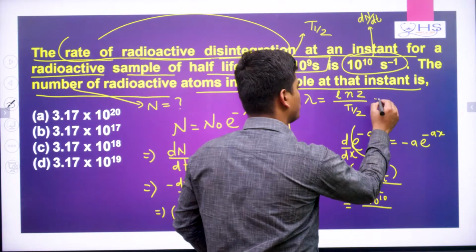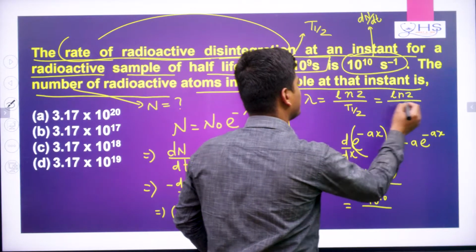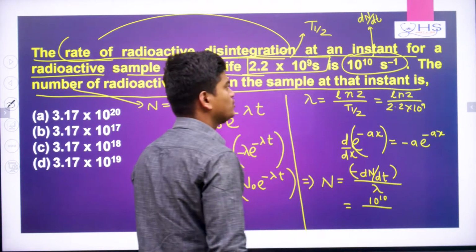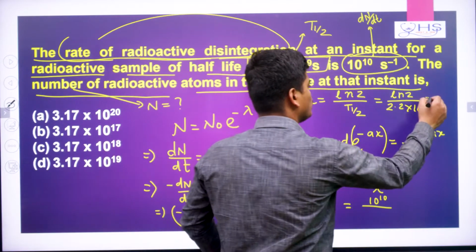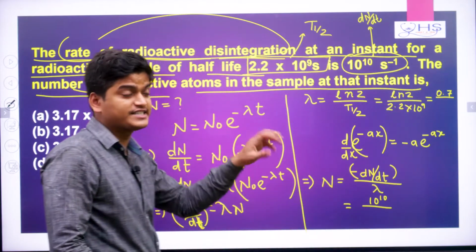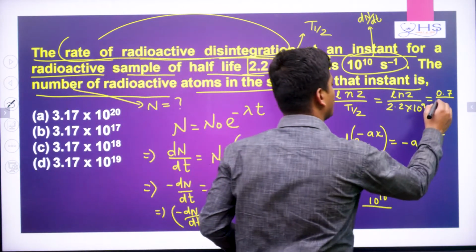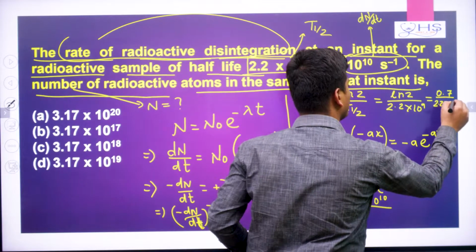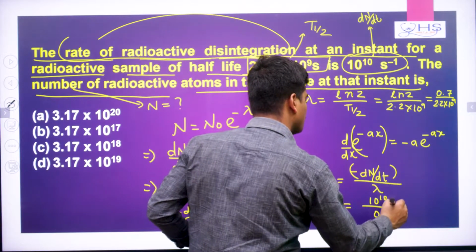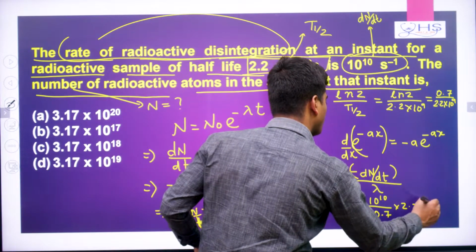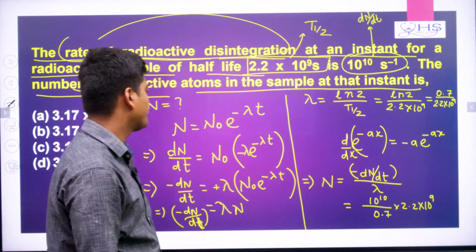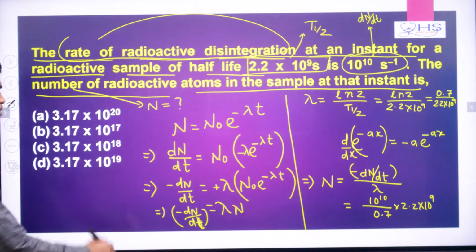Now the same formula I put here: ln2 divided by t half, which is 2.2 into 10 to the power 9. ln2 is around 0.7, actually 0.693, but you can consider 0.7, divided by 2.2 into 10 to the power 9. I substitute the lambda value, so 0.7 is here and 2.2 into 10 to the power 9 goes up. Now check: 10 to the power 10 into 10 to the power 9 comes to an order of around 10 to the power 19.